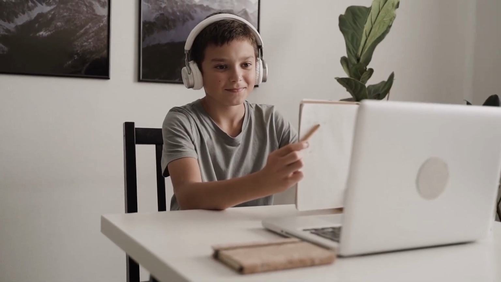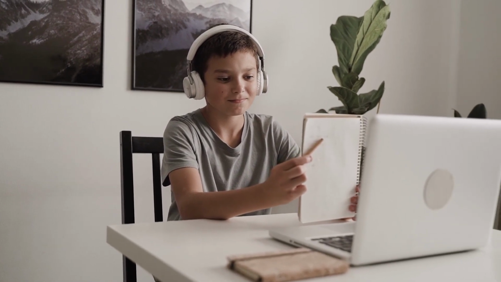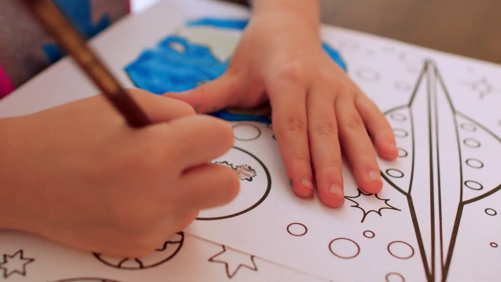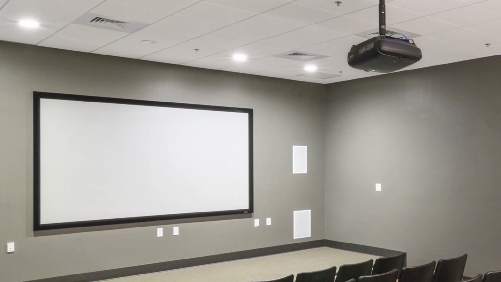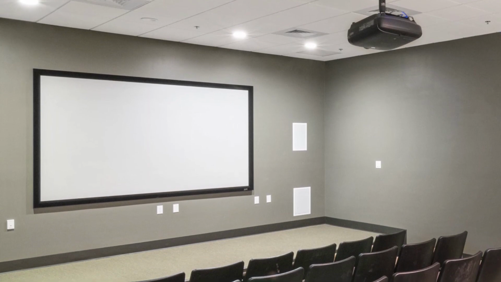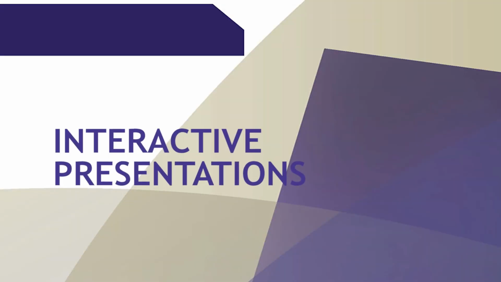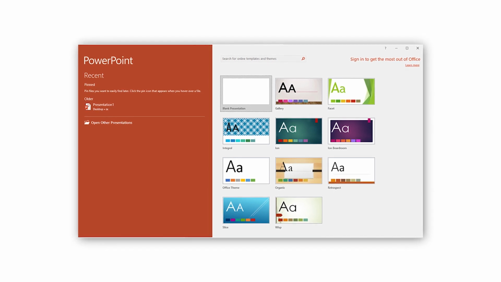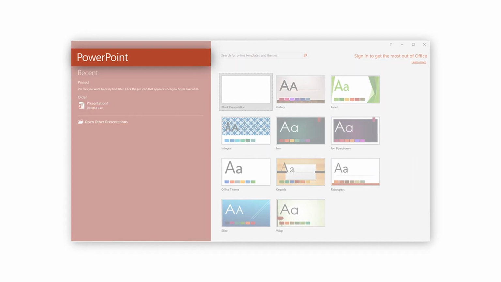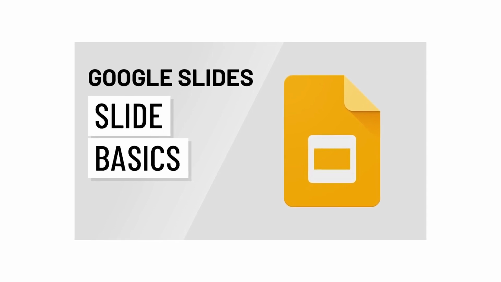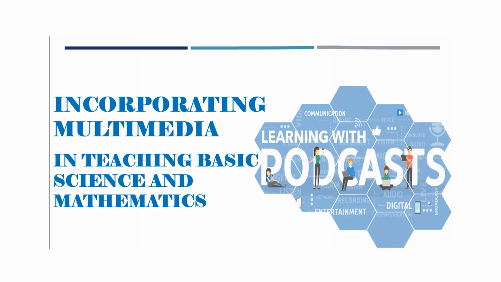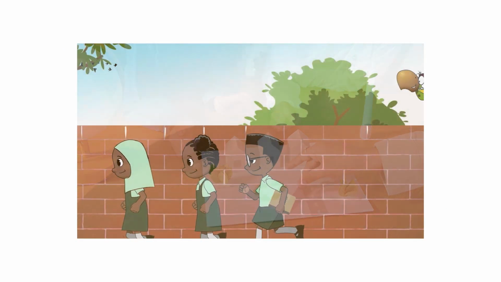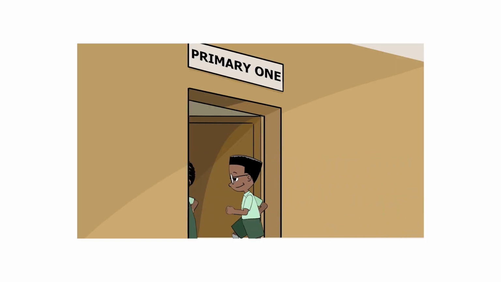Incorporating multimedia in teaching basic science and mathematics enhances learners' understanding and engagement. Here are some ways to incorporate multimedia in teaching and learning of these subjects. Interactive presentations. Use presentation software, for example, PowerPoint, Google Slides, to create visually appealing and interactive slides. Include images, videos, and animations to illustrate concepts and processes.